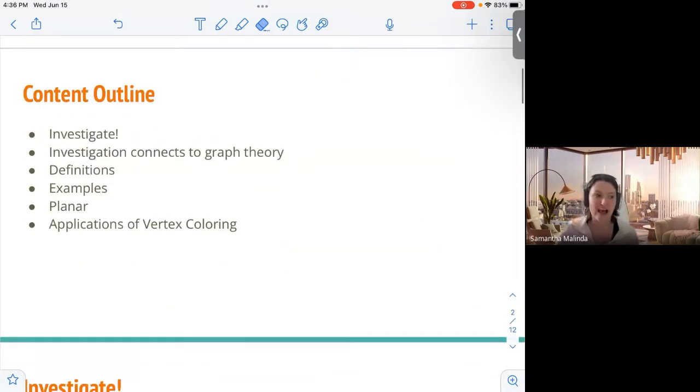I want to go over the outline first. The outline basically just says what we're going to talk about today. We're going to start with an investigation of why this is really important and how it came about. And then we're going to connect that investigation into graph theory. And then we're going to give definitions, do some examples. We're going to talk about planar and then some applications, like real world scenarios of where you would use vertex coloring. That's important because I believe with applications, you can actually see in real life where math takes place. And I think that makes people believe it more. So let's go ahead and move on.